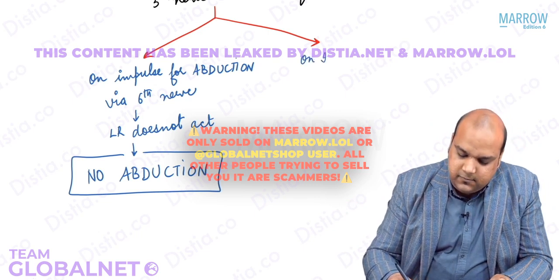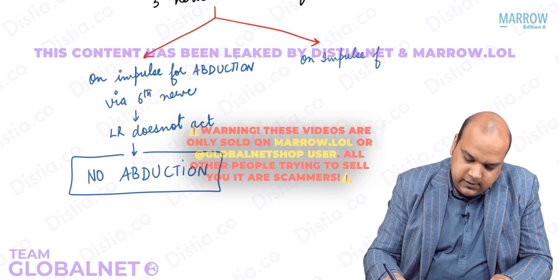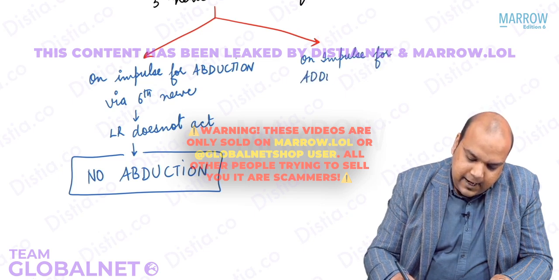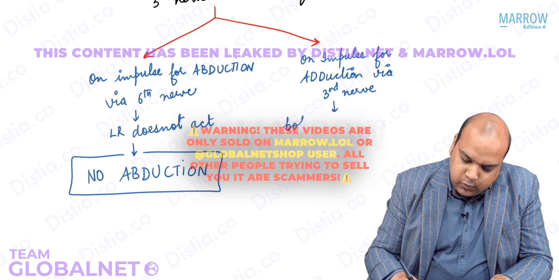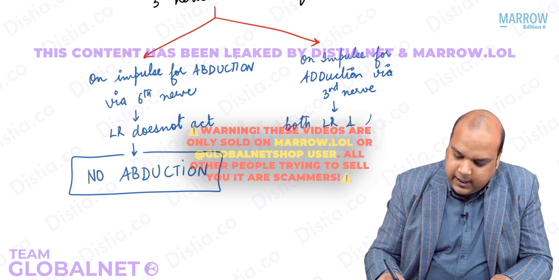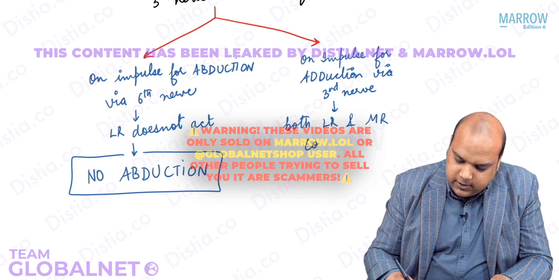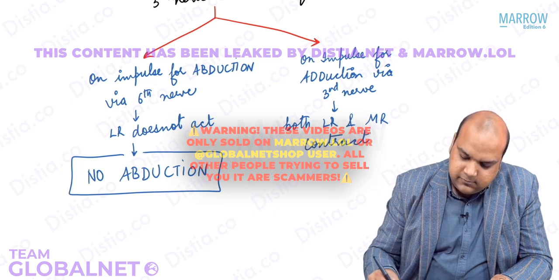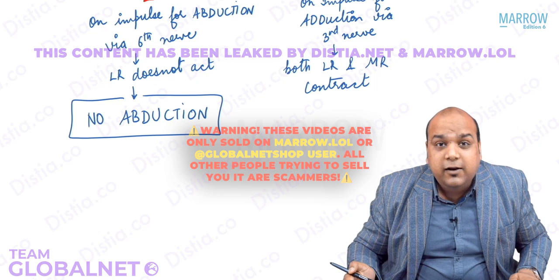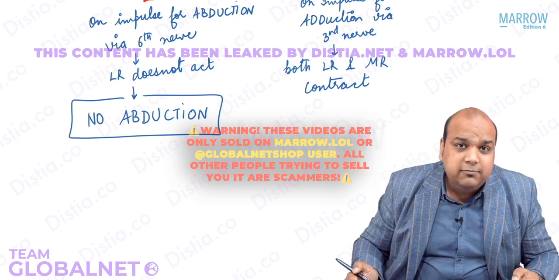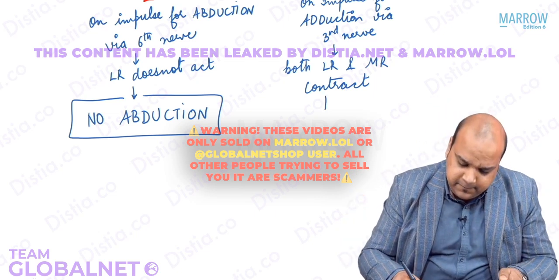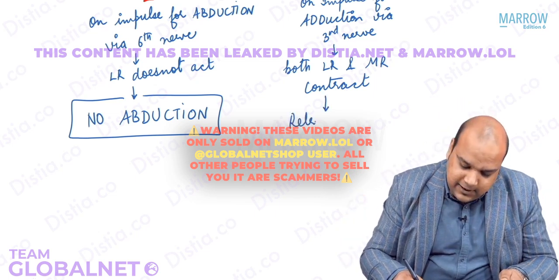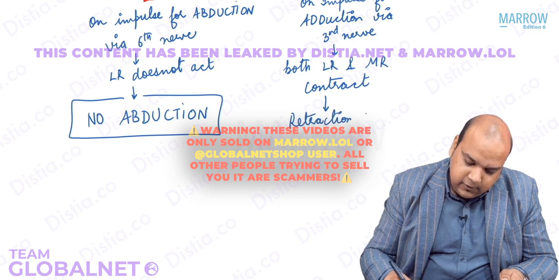Now everybody, second case, let's see here. On impulse for adduction via third nerve, both LR and MR contract. Both lateral rectus and medial rectus will contract because now both are supplied by the third nerve. Yes? So instead of the eyeball moving properly, what will occur, everybody? It will lead to retraction of globe.